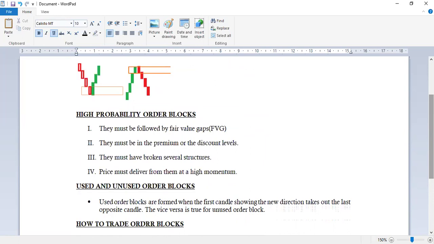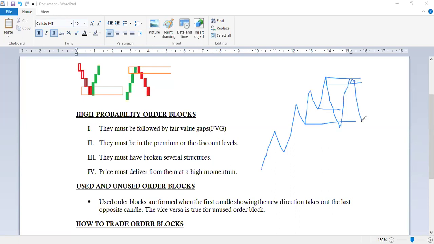They must have broken several structures. Like in this case, let's say the market has been moving in that manner. It must break several structures, like the first structure and the second structure. Then we know the very next time the price revisits this area, it will sell from here and continue with that. So they must break several structures.